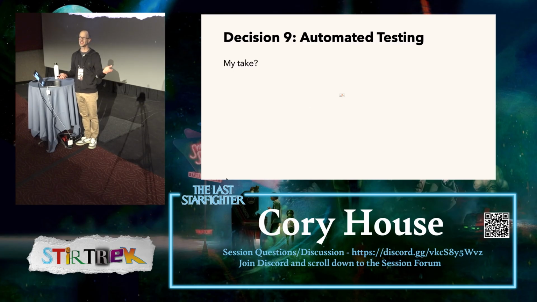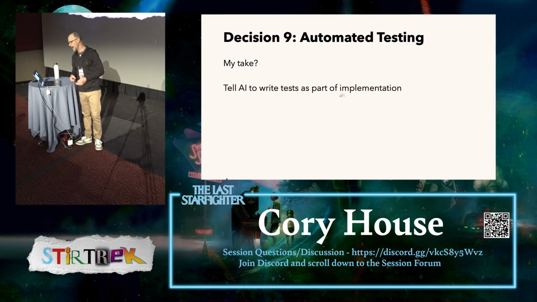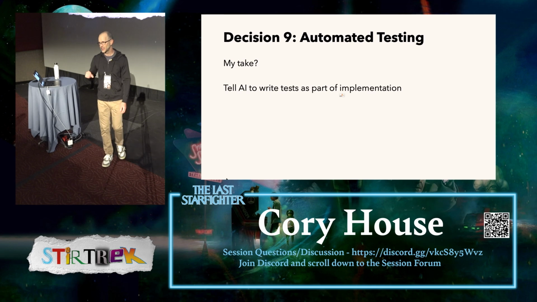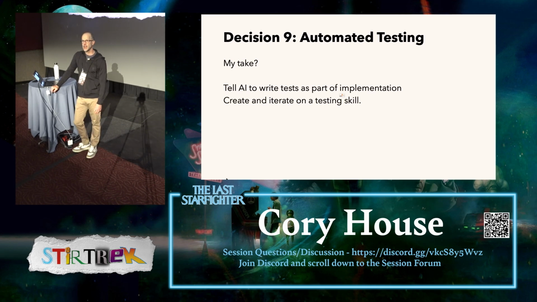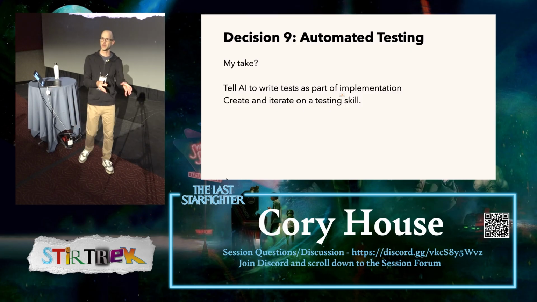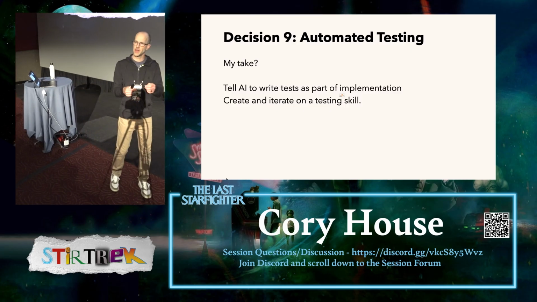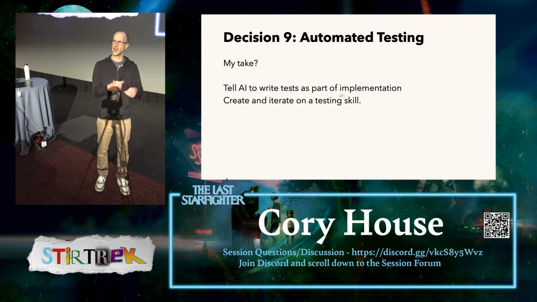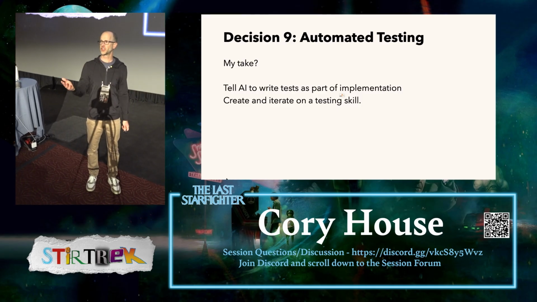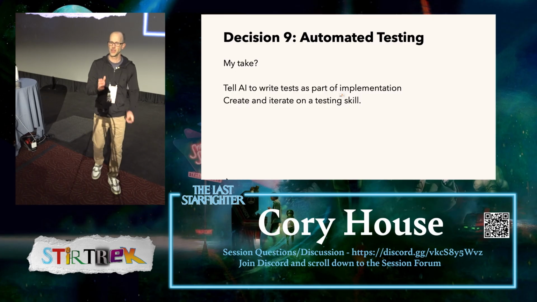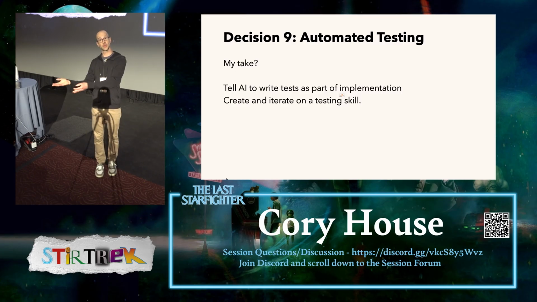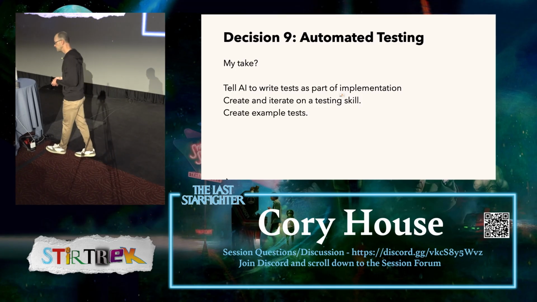So I'll just give you my take just in short here. I tell AI to write tests as it creates features. And I create and iterate on a skill. So I want to create a skill that does automated tests, and then over time, as I see it making mistakes, I improve that skill. So now I have something to work with. If you're not familiar with skills, skills are a way to teach your AI to do subtasks, to be a specialist in, say, writing automated tests, or doing security reviews, or accessibility reviews, and so on.